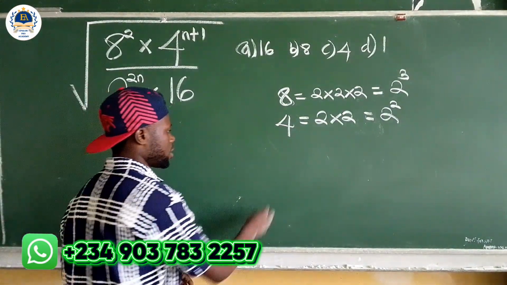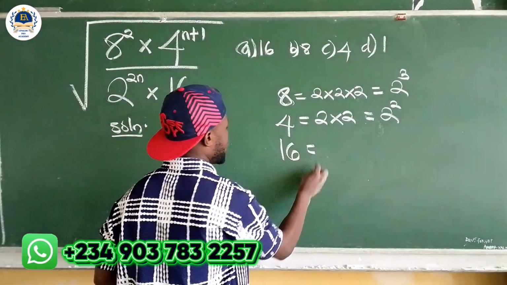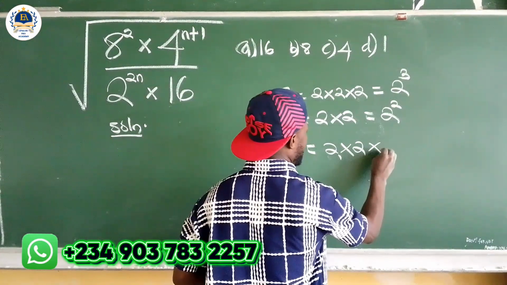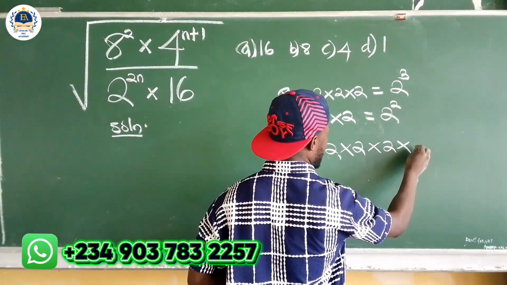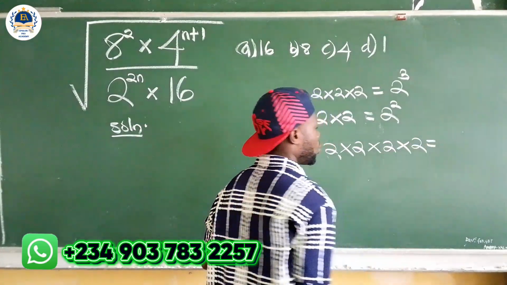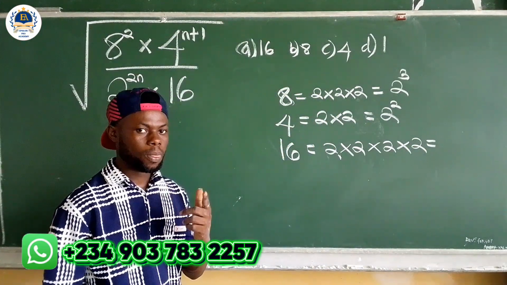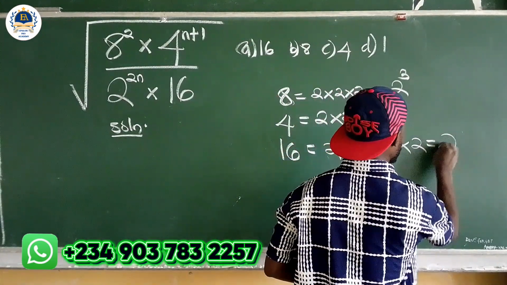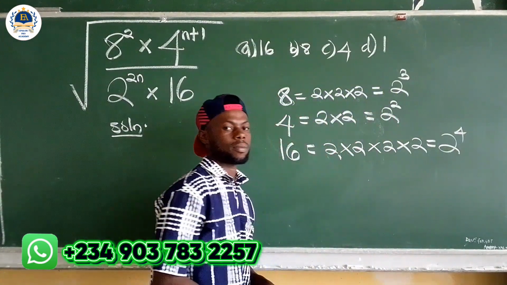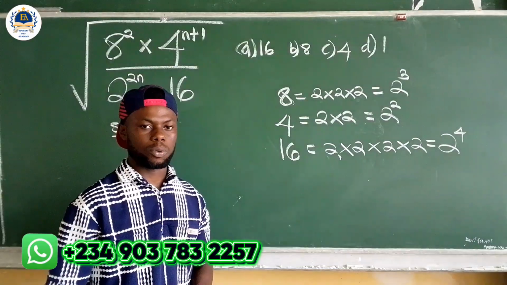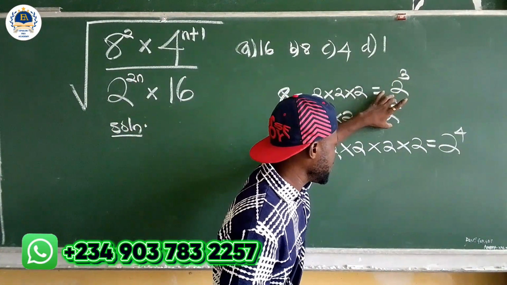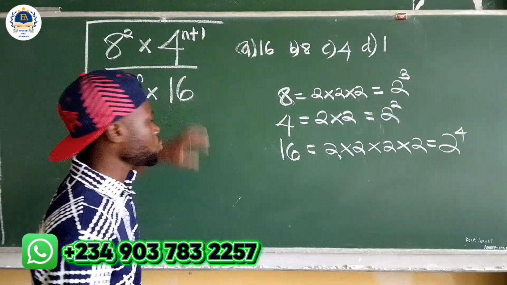Over here, 16. 16 is 2 times 2, 4. 4 times 2, 8. And 8 times 2 is 16. Which is the same as 2 raised to the power of 4. That is the first approach. So we are going to substitute this, and this into this.